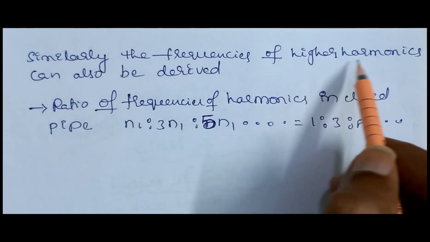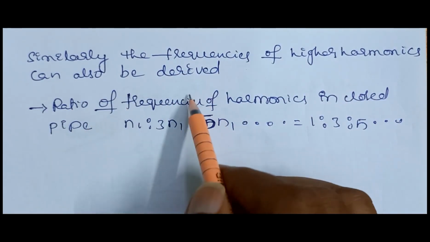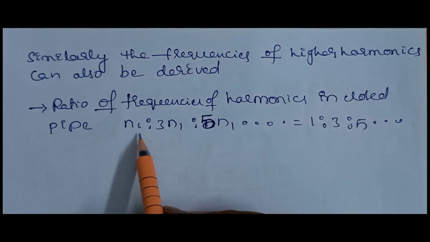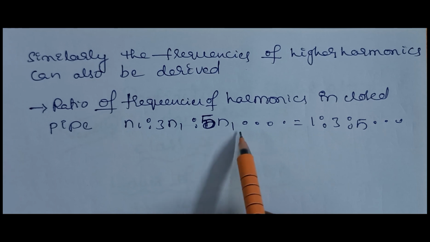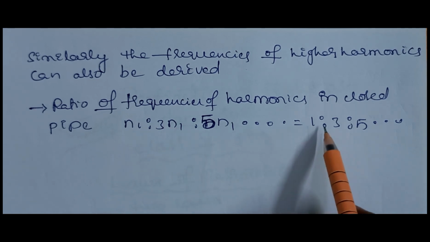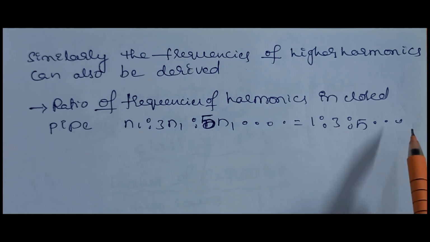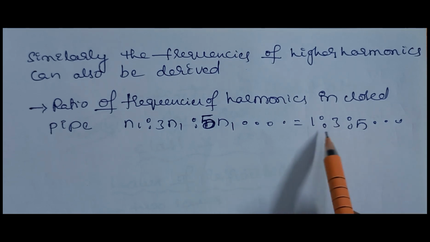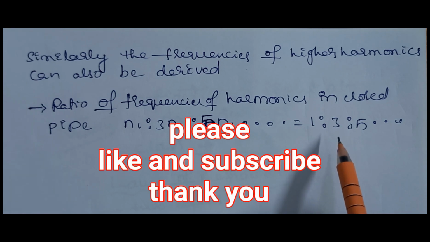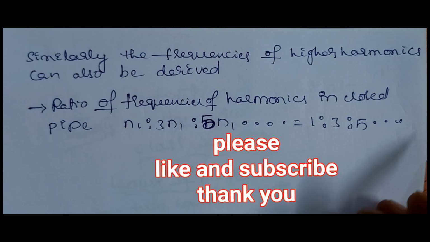Similarly, the frequencies of higher harmonics can also be derived. So the ratios of frequencies for harmonics in the closed pipe are n1 is to 3n1 is to 5n1 and so on. Cancelling n1, it means 1 is to 3 is to 5 and so on. So the odd numbers ratio is for the frequencies of harmonics produced in the closed pipe. Most important for 8 marks.